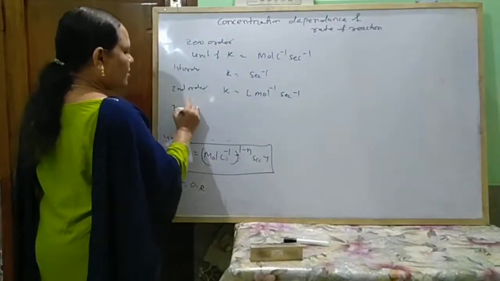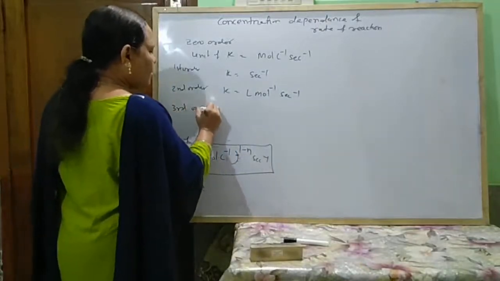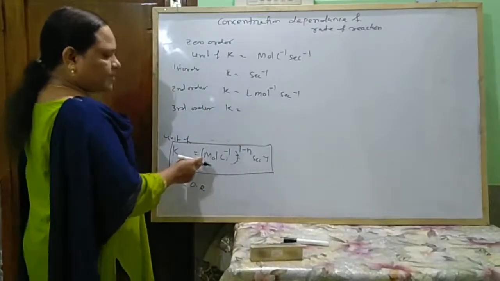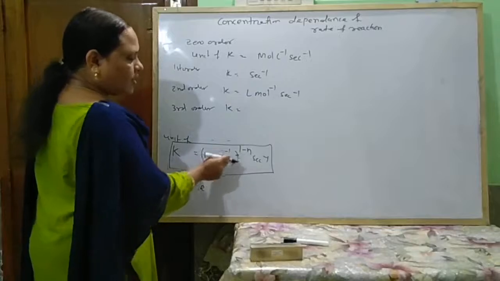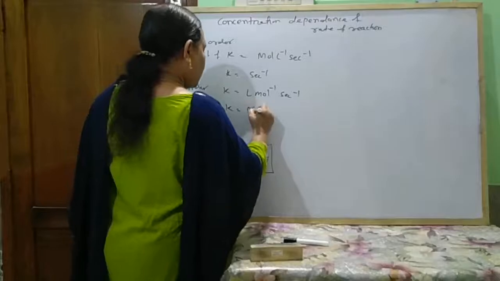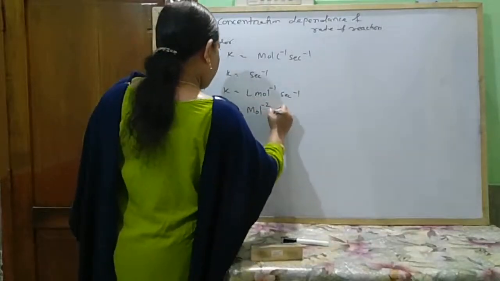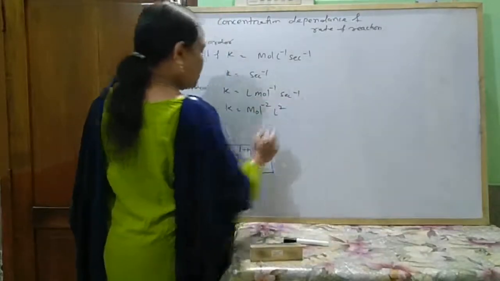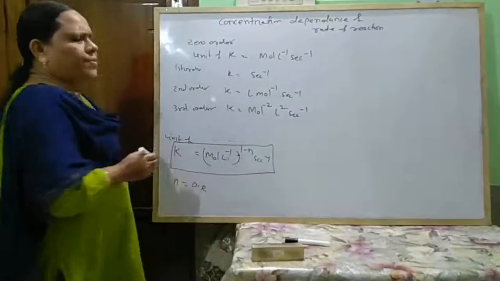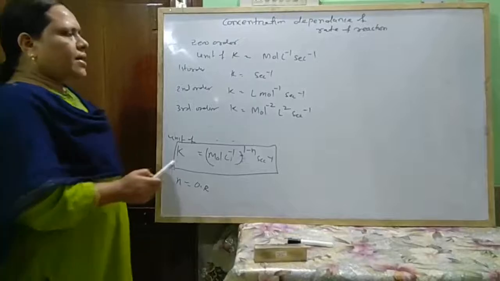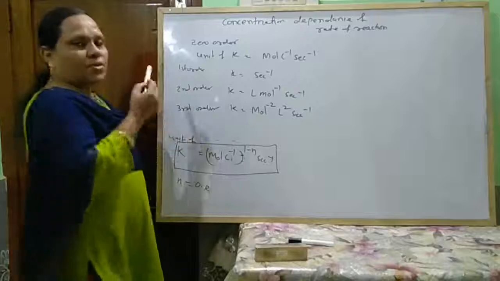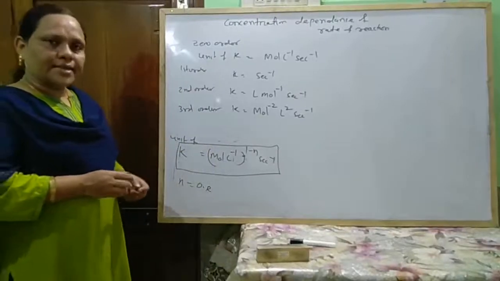Similarly, for third order reaction, what is the unit of K? So the unit of K is mole liter to the power 1 minus 3, that is minus 2, that is equal to mole to the power minus 2 liter to the power 2, second inverse. So in some questions, just by looking at the units given, you can easily find out what is the order of reaction.